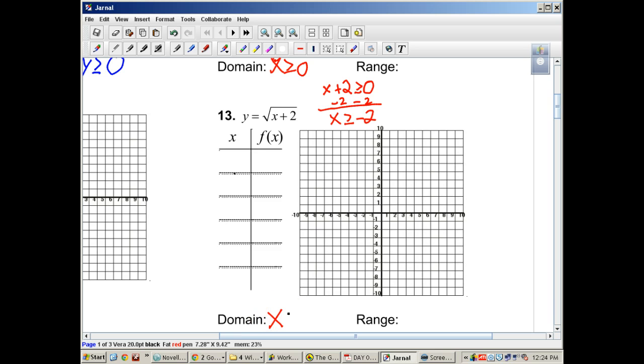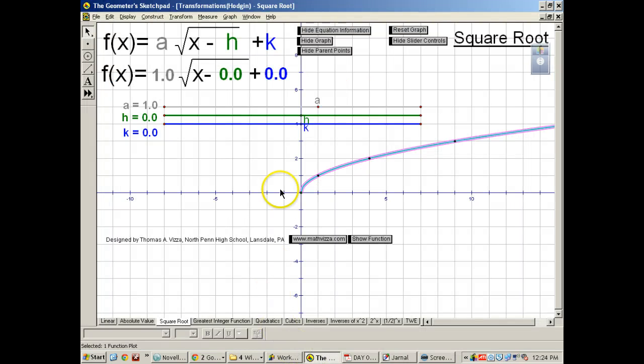So this time we need to start at negative 2. And you might recall what happens when you start adding or subtracting inside here. What does that do to the graph? How does it move it? So the number inside, how does that move it?